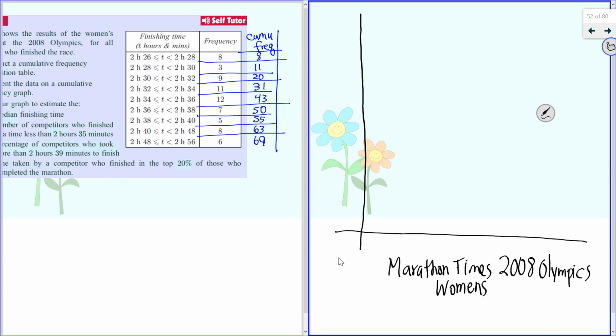Because it won't be anywhere close to 0 to run 26 miles, we'll put a break in the graph, and our lowest time is 2 hours and 26 minutes. So I'm going to give you a half because all of them say 2 hours. I'm going to write time after 2 hours here.